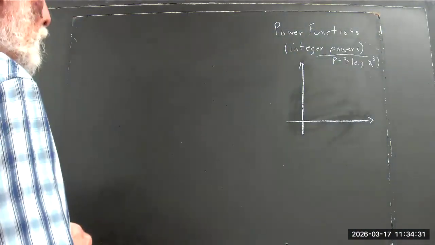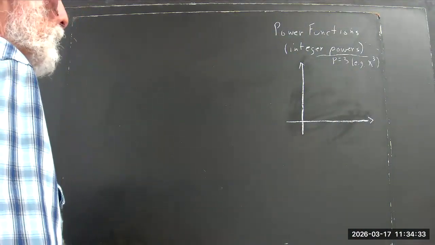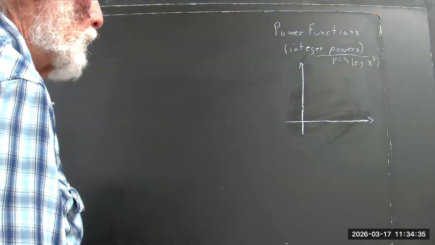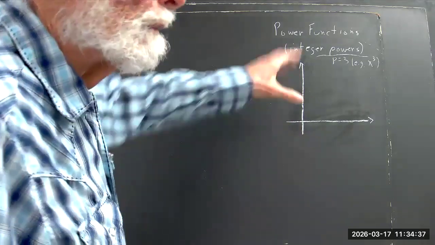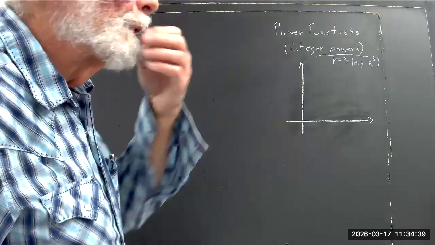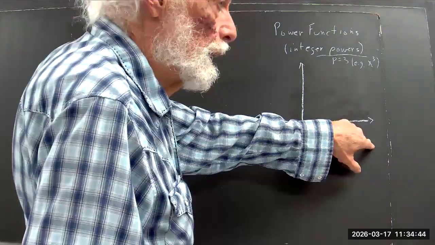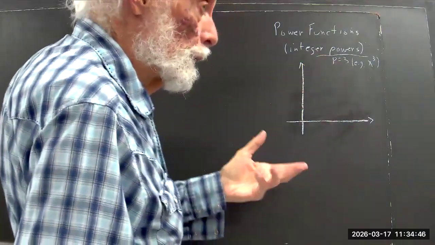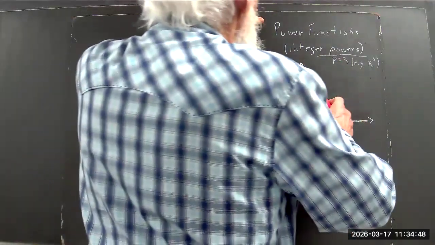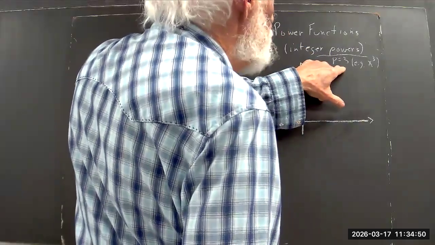We're going to talk about rational functions today and how to graph them. I want to start out though with just the shapes of graphs of power functions. Here I have an X and a Y axis. I'm going to confine myself to the first quadrant. And I'm going to do a P equals 3 power function.